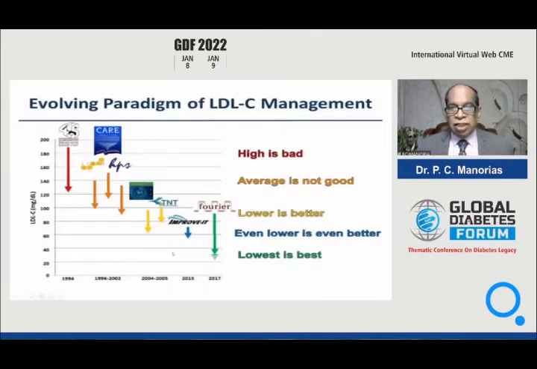This shows the research of the last 25 years in LDL and atherosclerosis. All of us know high LDL is bad, as shown by the 4S trial, by the CARE trial, and the HPS very clearly shows average LDL is not good. TNT showed lower LDL is better, and the IMPROVE-IT further shows even further lowering is better, and the PCSK9 trials, FOURIER and the ODYSSEY, very clearly gave the message, LDL, lowest is best, lowest is best.